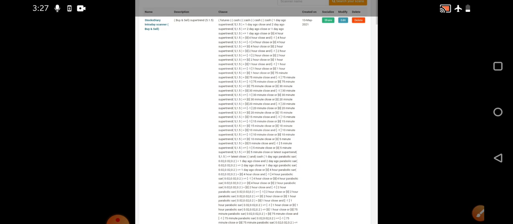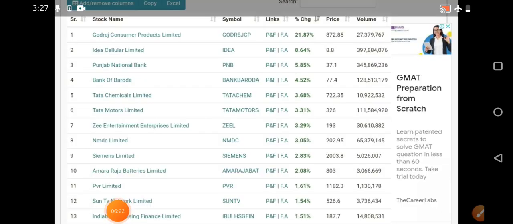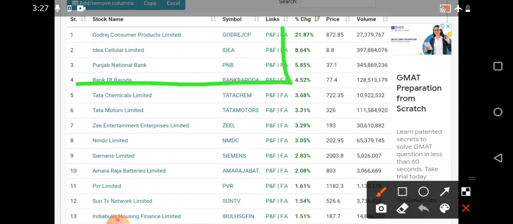Okay, so now let's discuss the stocks which we got after running this particular scan. I will go to technical charts and we'll see how they are working. Okay, so what are the stocks? You can see Godrej Consumer, Idea Cellular, Punjab National Bank, Bank of Baroda. We'll try to see the top 3 stocks. We'll go to technical charts and see what the basic time is that we need to follow.